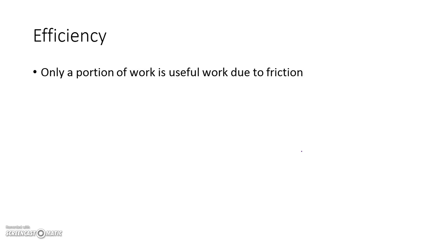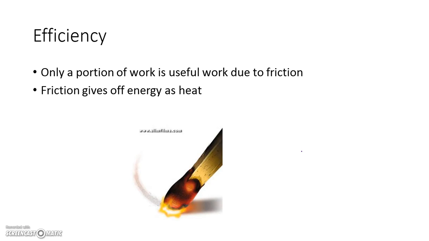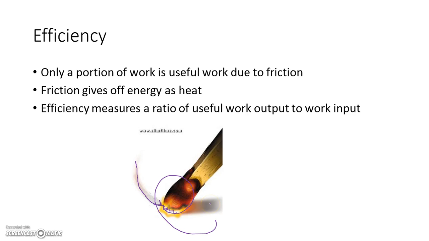All right, last thing we need to talk about is efficiency. So efficiency of a machine. When you use a machine, only a portion of the work that is done is useful work. And the reason why only a portion of it is done and not all of it is because there's friction. Everything has friction. Unfortunately, friction gives off energy, and that energy can be felt as heat. Here's a match. When you strike it on the ground, that's causing friction, which is heat, and that's what helps to light that match up and fire.